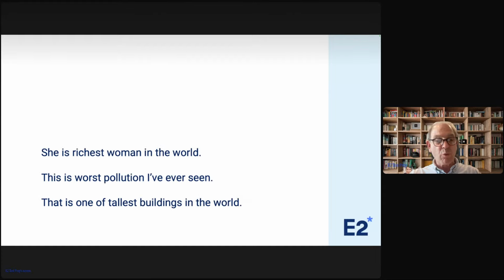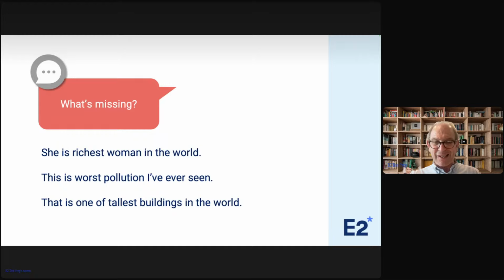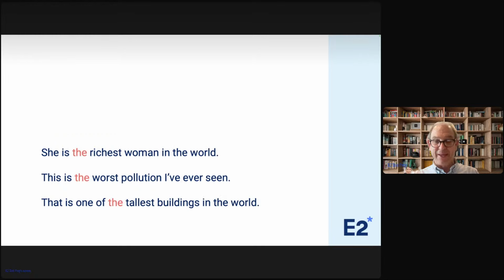She is richest woman in the world. This is worst pollution I've ever seen. This is one of tallest buildings in the world. All right, can you correct those sentences? Yep, what's missing? The article. There is only one, so it's the richest woman in the world. This is the worst pollution I've ever seen, now a superlative. And this is one of many tall buildings. This is one of the tallest buildings. So it's among specific plural in the world.